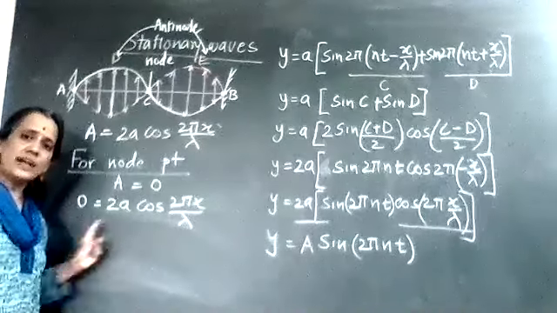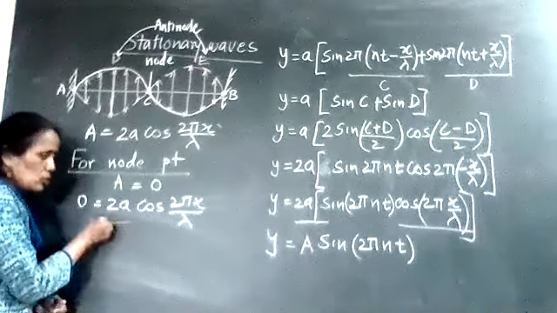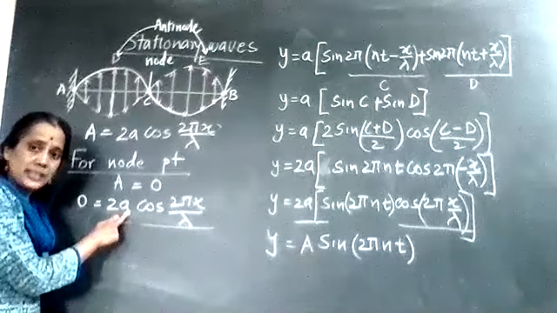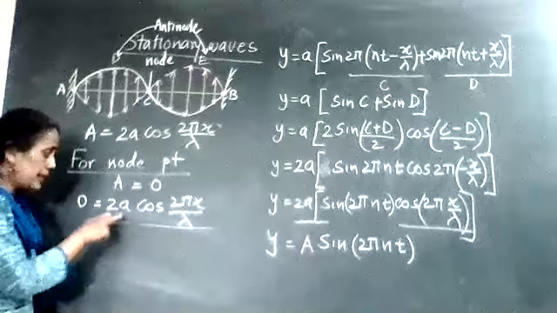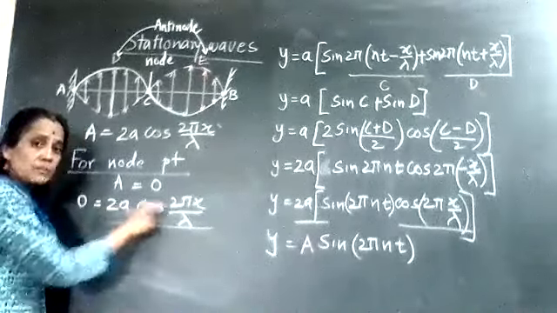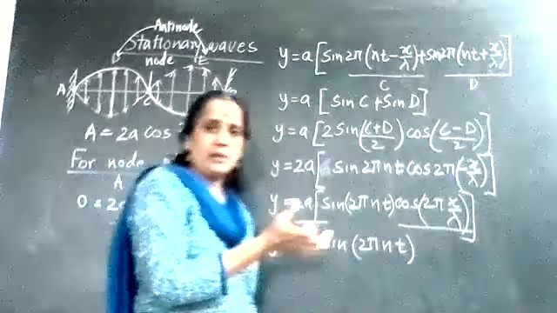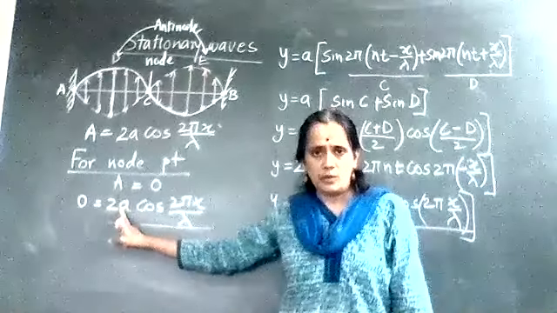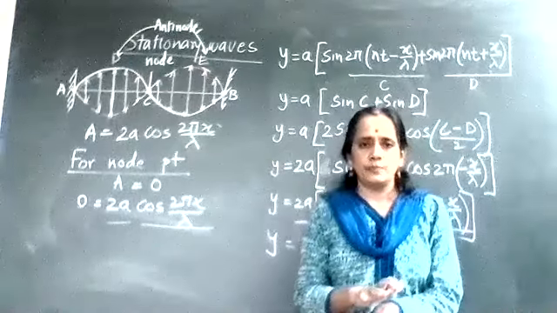This I'll write down as the amplitude equation. Now what is the thing? There are two terms. One term is 2A, the second term is the cos term. 2A, where A is nothing but the amplitude of your individual wave, so that individual amplitude is never 0. And these two terms are in product, and their product is 0. So product is 0 means what? Either the first term is 0 or the second term is 0 or both the terms are 0.